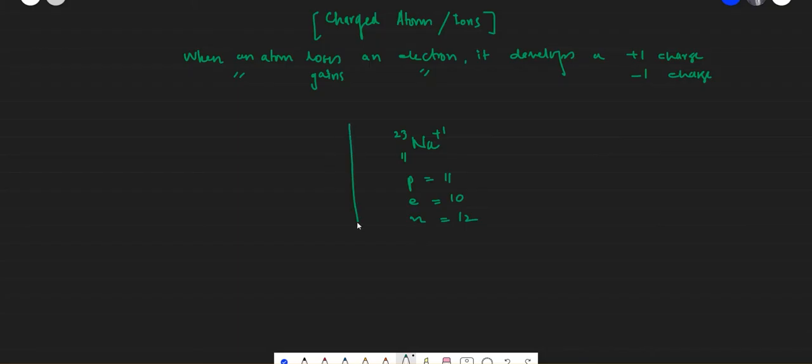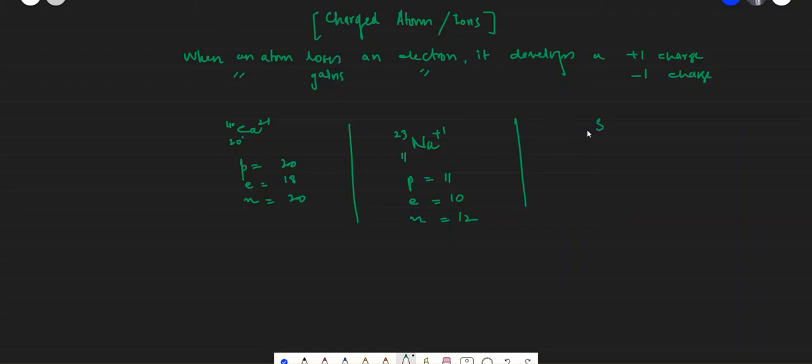Let's do another example. Calcium ion, Ca2+, 40, 20. How many protons? 20. How many electrons in this case? 2 electrons are lost. Originally there were 20 in the atom, 2 were lost. So remaining were 18. What about neutrons? Neutrons are 20.